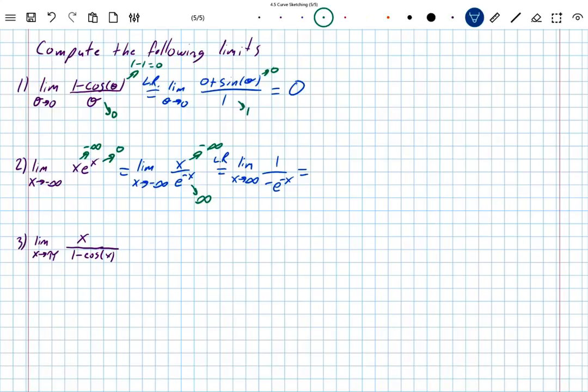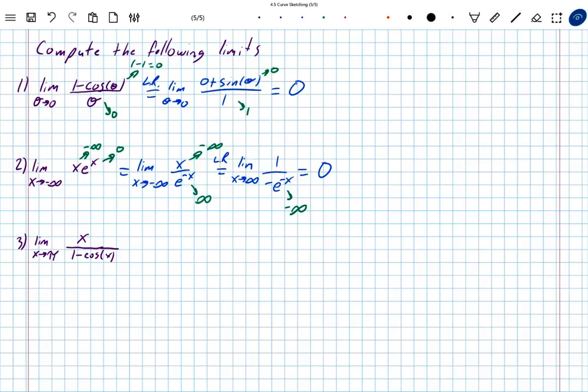So the top stays 1, and the bottom goes to e to the negative infinity, which is positive infinity, but then there's the negative outside. So negative infinity doesn't really matter. 1 over a giant number, whether it is positive or negative, is going to go to 0. And that's what we see again, is that this e term won out over the x term.